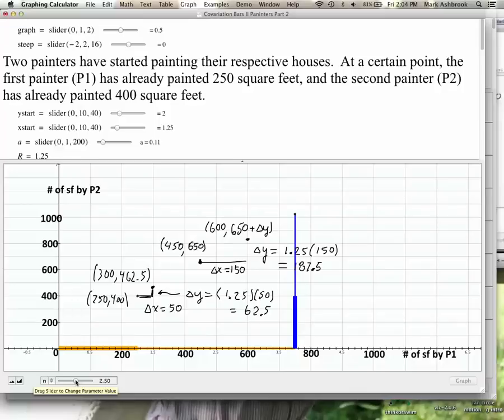Okay, let's see. One more time. Change of x of 250. Go. Change of x of 250. So from this point, which was 750, 1025. Here's the current point. 750, 1025. Change of 250. Change of x.